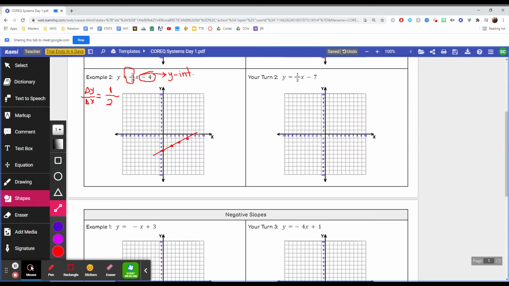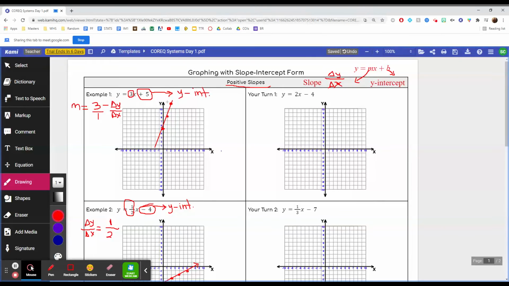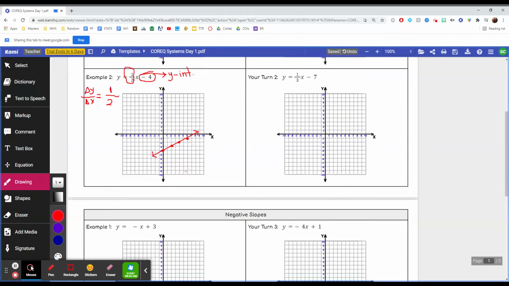Okay, so there we go. We have all the points connected, and that is my line. And I can put these little arrows to indicate that the line keeps on going. I don't think I did it up here. Okay, because the line goes on forever. So the little arrows, that's what they indicate.